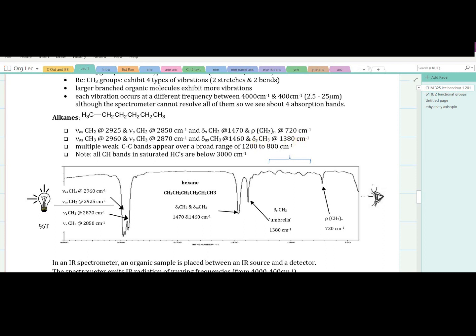So when I look at an IR spectrum, I can identify very quickly if a methyl group is present. There's a unique absorption at 1380 wave numbers. There are multiple weak carbon-to-carbon bands over a broad range from 1200 down to about 800 wave numbers in here. This is often referred to as the fingerprint region. Difficult for a human to discern, but like a computer can read a barcode, a computer can read this fingerprint region and often get a fingerprint or exact match of an organic compound.